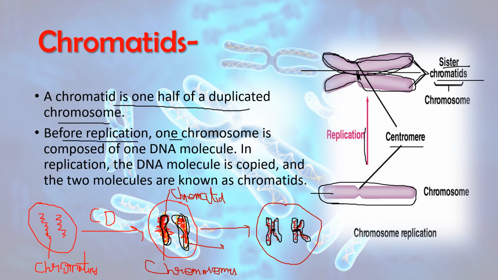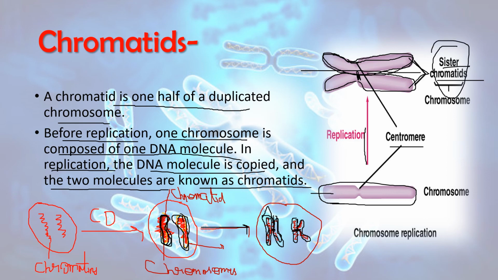Before replication, one chromosome is composed of one DNA molecule. In replication, the DNA molecule is copied and the two molecules are known as chromatids. This is one molecule, and after replication it doubles up and becomes two. These two chromatids are sister chromatids.